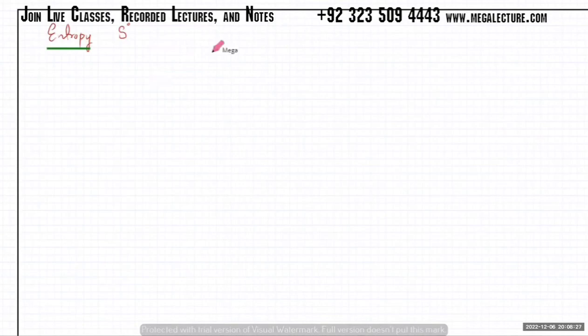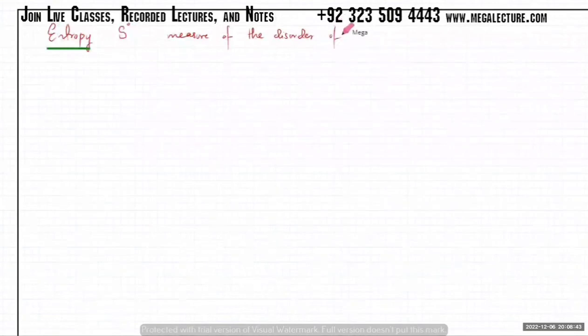Now entropy is a measure. I mean, that's the literal definition of this. It's a measure of the disorder of a system. So if in any paper they ask you about it, that's the definition. So it's a measure of the disorder of a system.